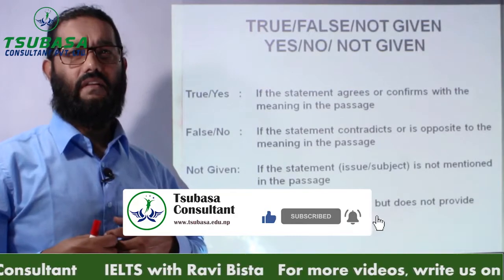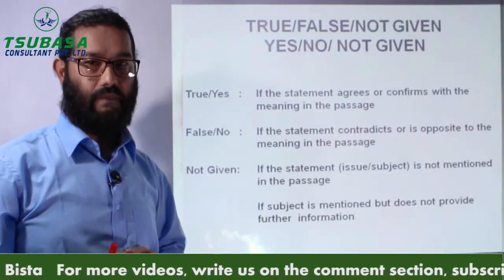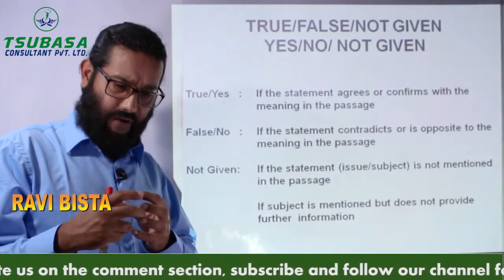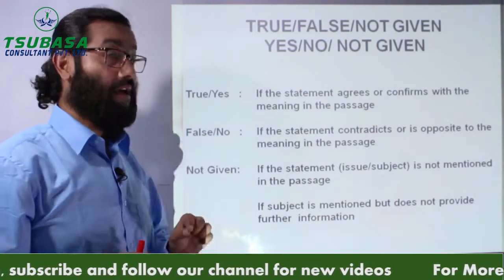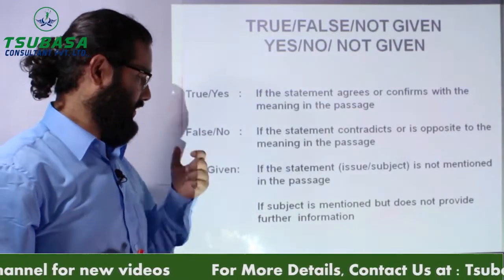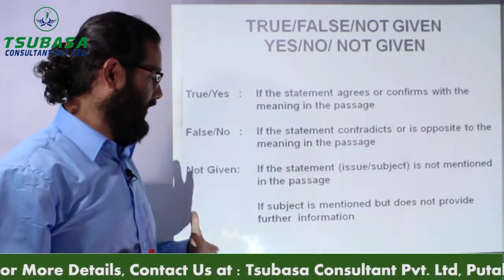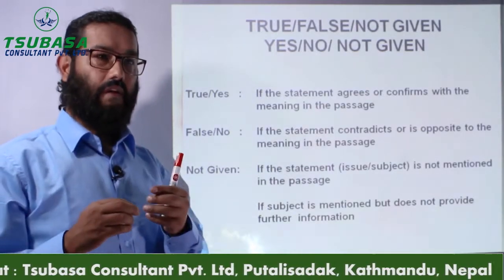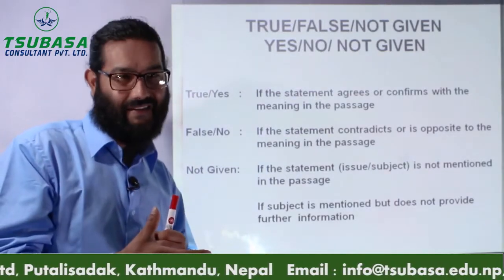That means sometimes maybe the question talks about purchasing a cat. Now, if the text does not mention cat at all, that's pretty much simple not given. But you hardly get that kind of exercises. This is confusing. If the subject is mentioned but does not provide further information, another condition, the passage talks about cat, the question talks about cat.